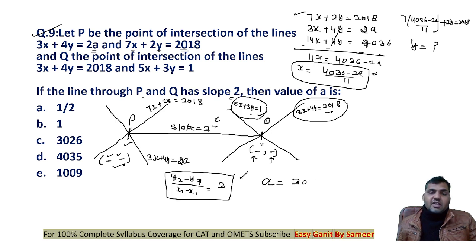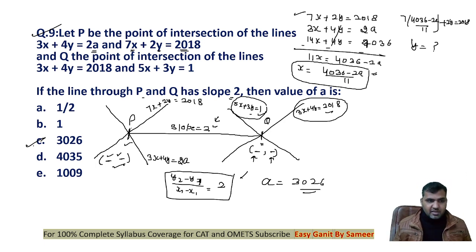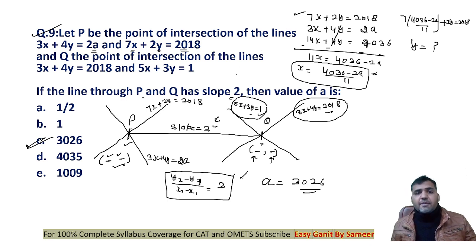The final answer will come out to be 3026. I'm sure you can do the calculation part by yourself, right? It's just a calculation that you have to do. It's a lengthy, complex calculation, but there is nothing conceptual that we can learn much from this, right? You know how to find the point of intersection of these two lines, and then simply apply the formula of slope to get to the answer, which is 3026.